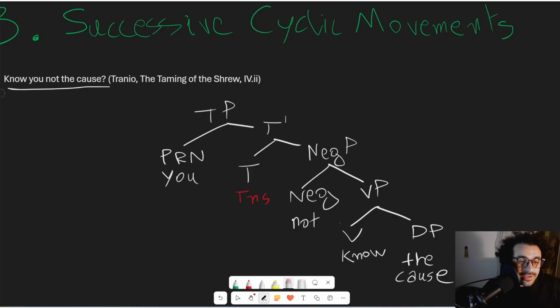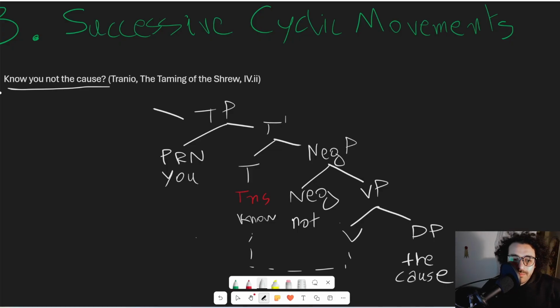We said then that in English tense is strong, so it's going to attract the closest head that its C commands. So in this case it's "no". So "no" will move from here, and usually in movement we do dotted lines. It will move to here. I continue the derivation now.